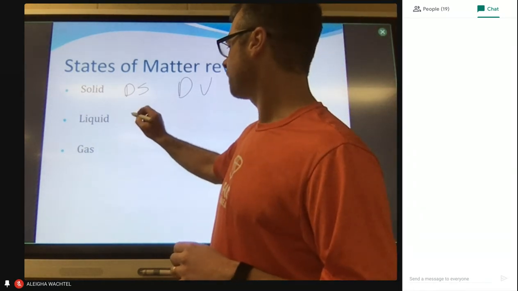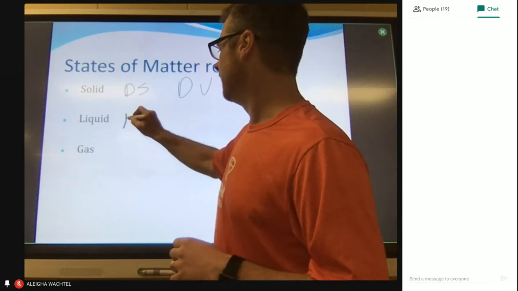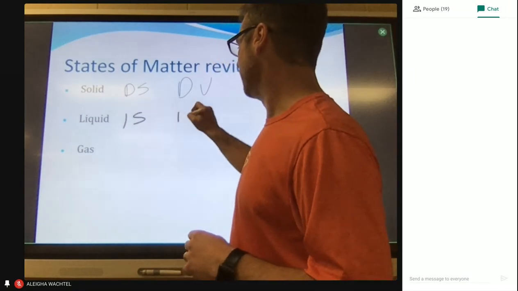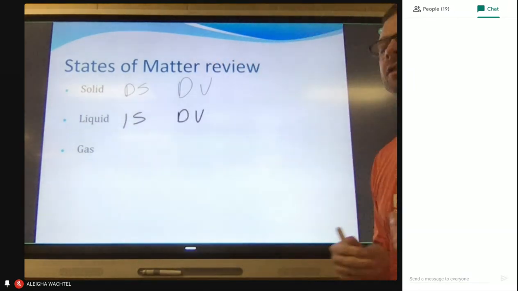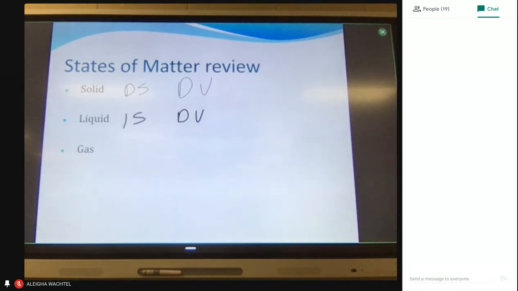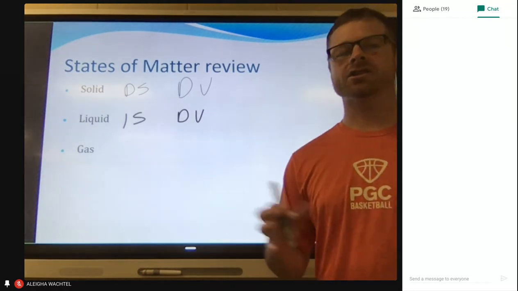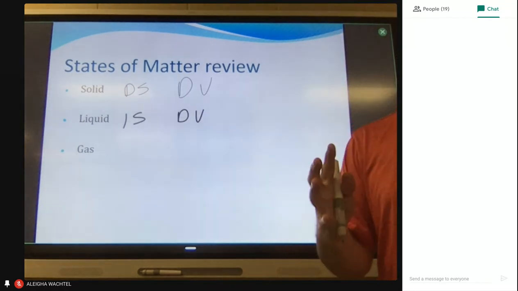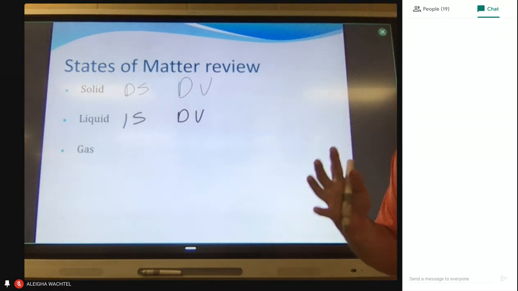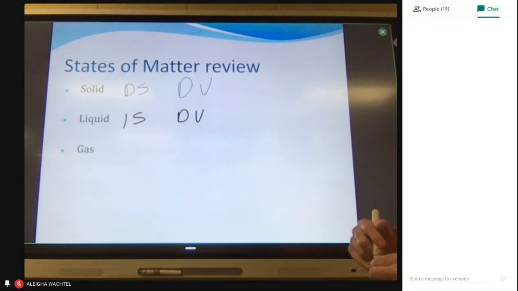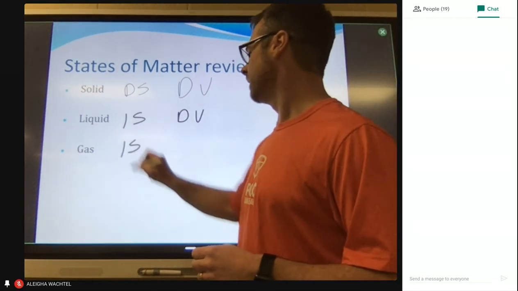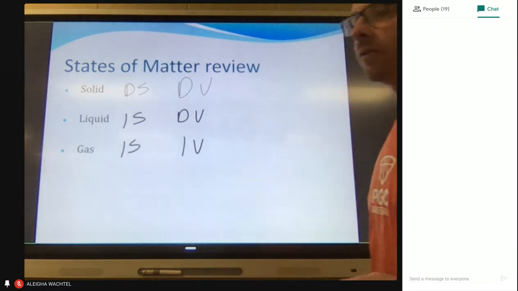A liquid has an indefinite shape, but a definite volume. That is to say that a liquid just takes the shape of whatever its container is, but the volume does not change. So if you try to compress a liquid, I can't squeeze the water molecules closer to each other. And then we have a gas, which has an indefinite shape and an indefinite volume.